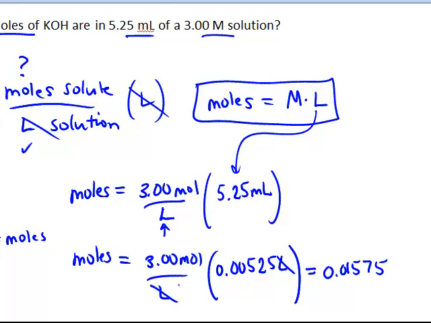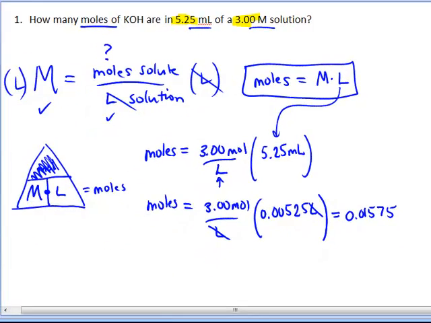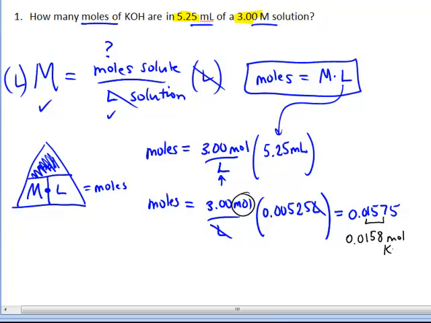And then 3 sig figs to start with. Both of these numbers have 3 sig figs, so I'm going to round this to 3 sig figs. And the unit for this is moles, and this is KOH.